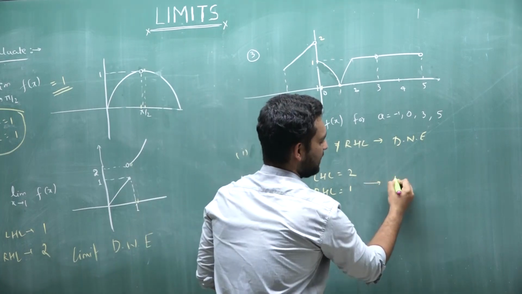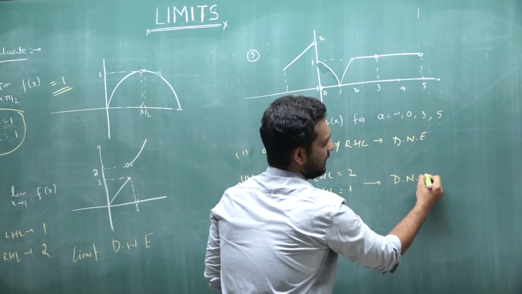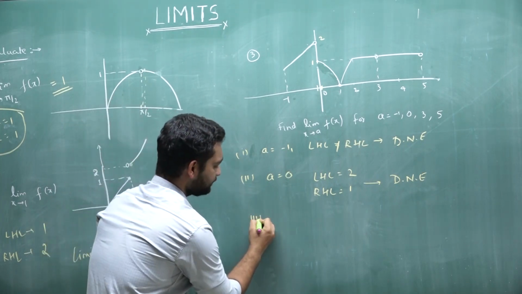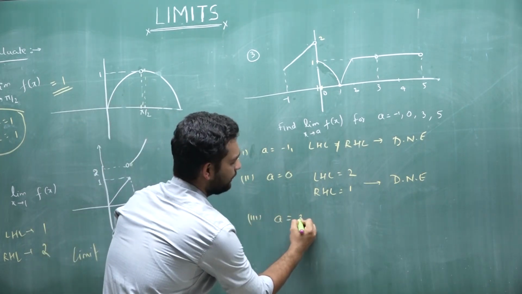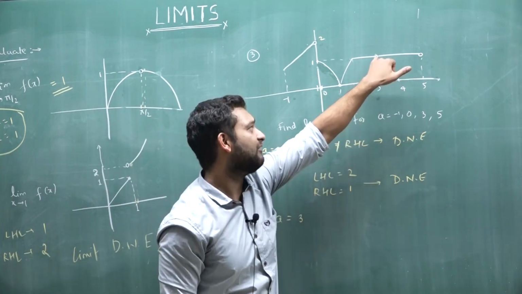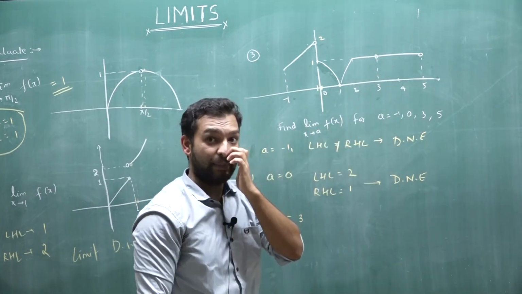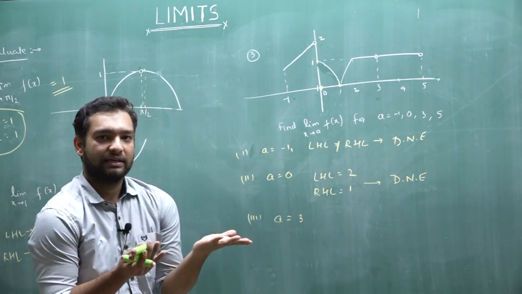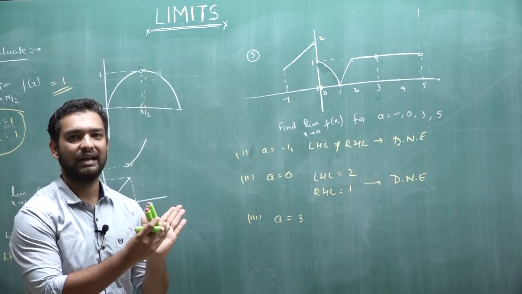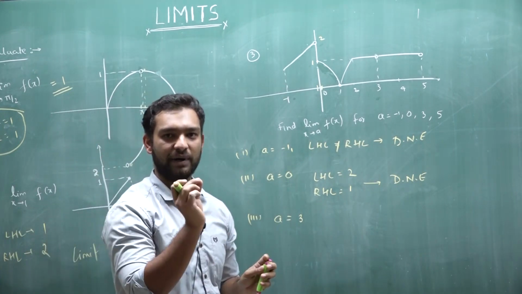We again say that the limit does not exist. Third, when a is equal to 3. When a is equal to 3, the function is not defined for x is equal to 3. But again, what we have already seen is, even if the function is not defined for some value, there may be a limit associated with that function at that particular point.